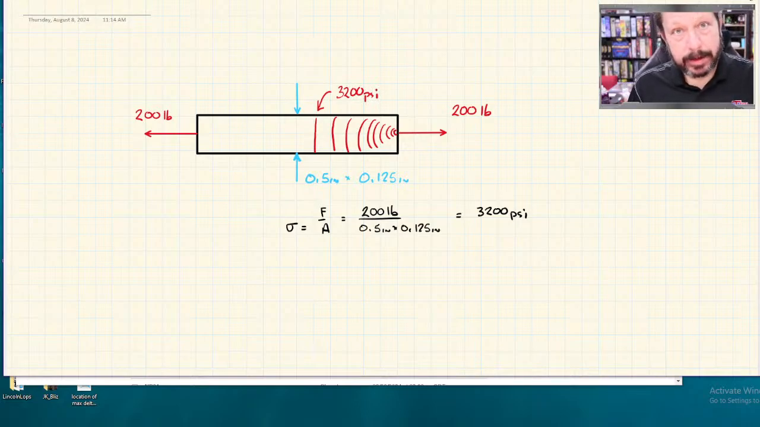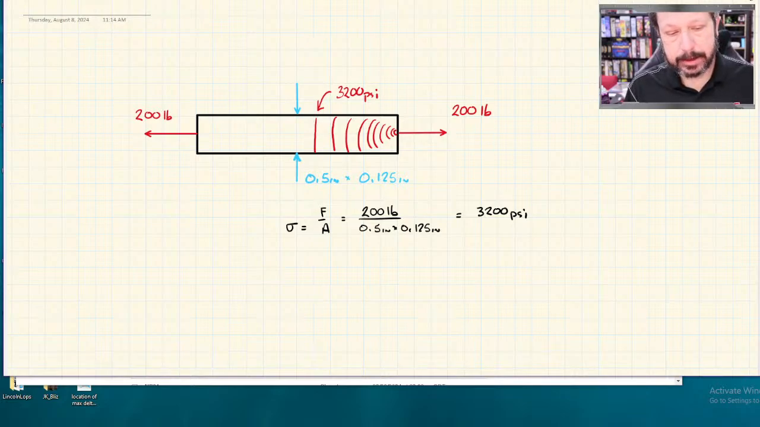But there can be other areas in the bar, in the plate, whatever we're dealing with, that have an actually higher stress than this 3,200, or even a lower stress, depending on how it's made and shaped. But we haven't been calculating that.